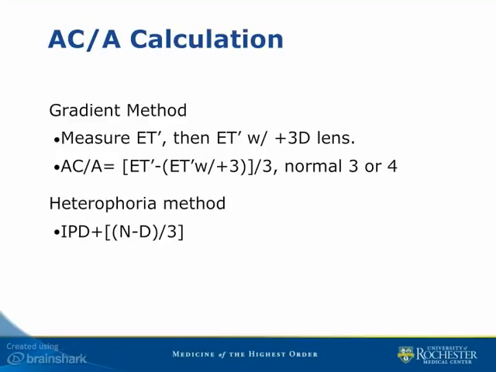What I typically use in the office is the gradient method, where we measure the esotropia near, and then we measure the esotropia near with a +3 lens in front of the eyes. This is going to decrease their accommodative demand. And then calculate the AC/A ratio as the ET at near without the +3 lens, subtract the ET at near with the +3 lens, and divide by 3. And normal value for this is about 3 or 4. The heterophoria method requires you to measure their interpupillary distance and account for their deviation at distance and near. I tend not to do this.